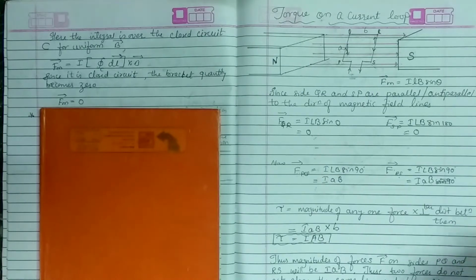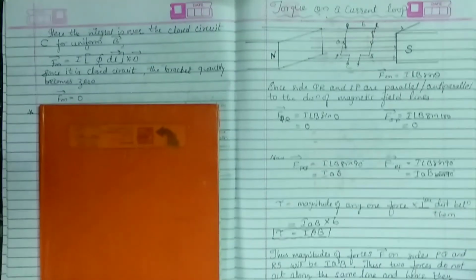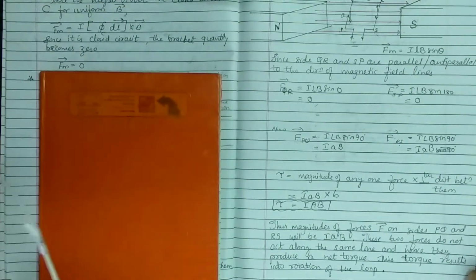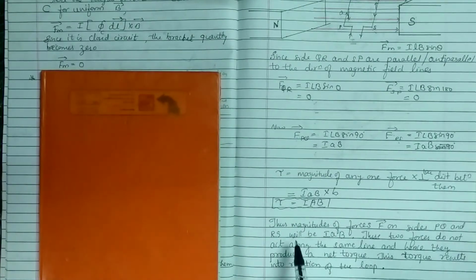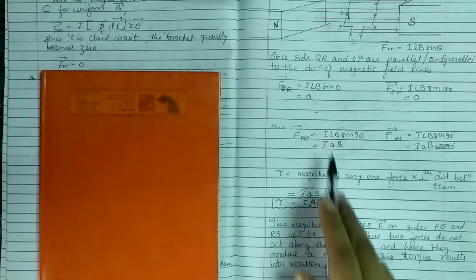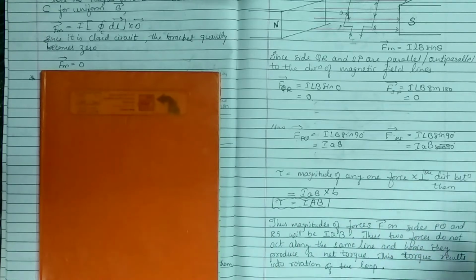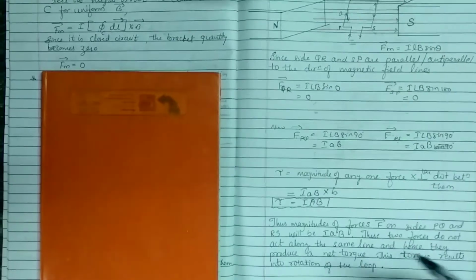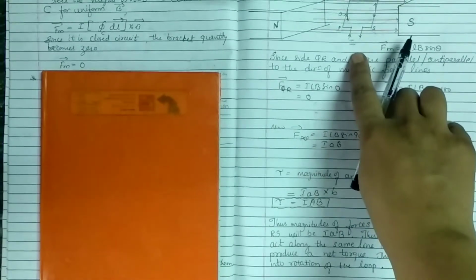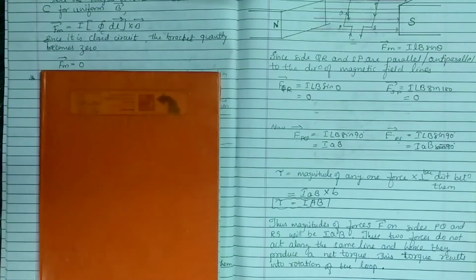Thus, the magnitude of forces F on sides PQ and RS will be IAB. As we already derived over here, these two forces do not act along the same line and hence they produce a net torque. So this torque results in rotation of the loop.